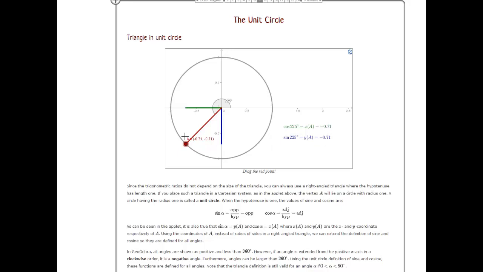If you consider the tan of that angle, tan of 45 would be the opposite side on the adjacent side, which would be negative 0.71 over negative 0.71. That would give you a positive. So all the tan values are positive here. Sine's negative, cos is negative, and tan's positive. So that's the relationship we have for any angle between 180 and 270 degrees.